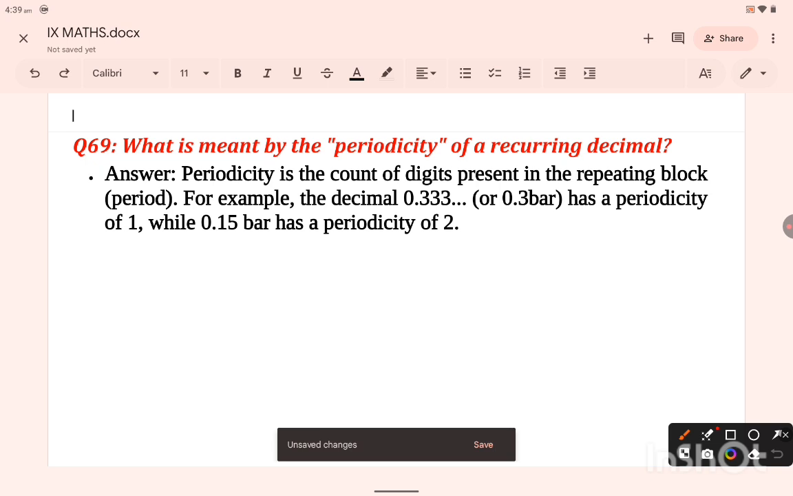The number of digits in the recurring part is called periodicity. Periodicity is the count of digits present in the repeating block.